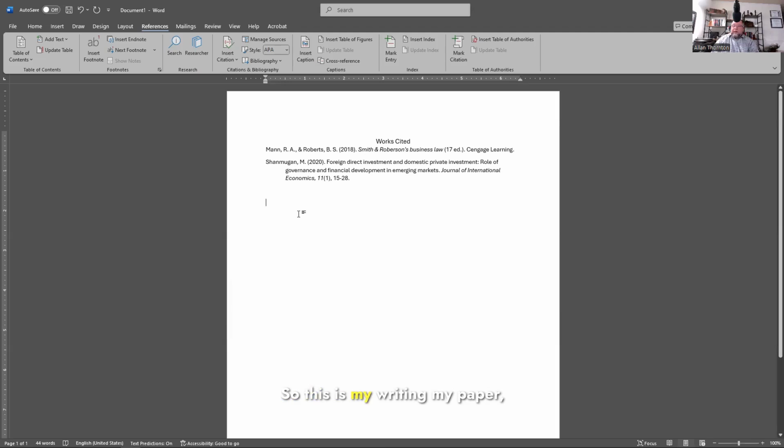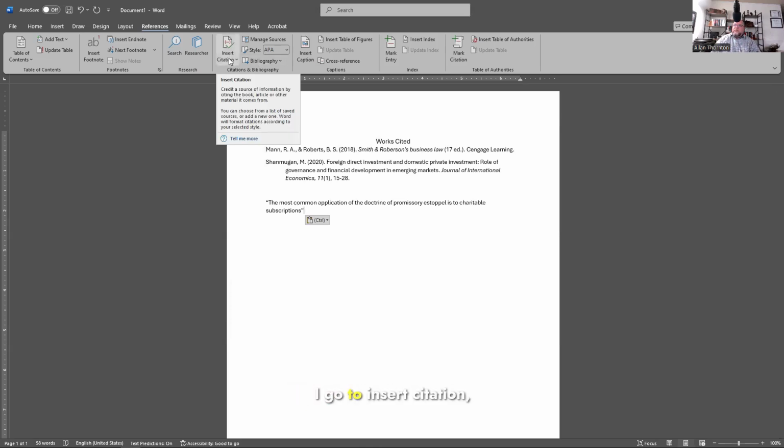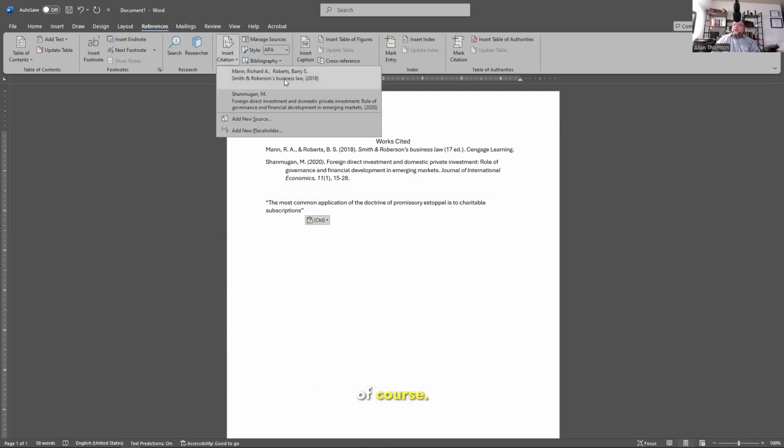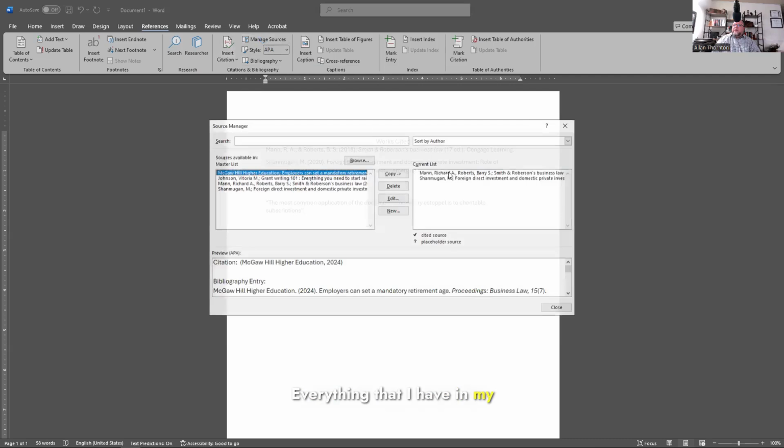So this is my, I'm writing my paper and I put this quote in. That's the quote that I used on the PowerPoint. If I put this quote in and now I want to insert my citation, I go to insert citation, of course, and I'll have options. Everything that I have in my sources for my current list.